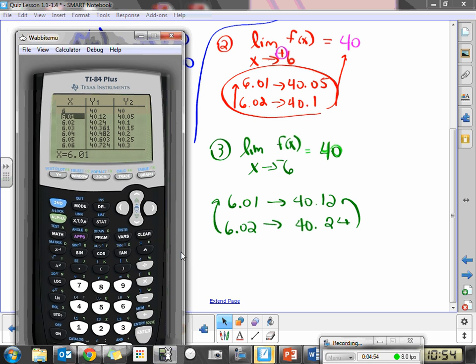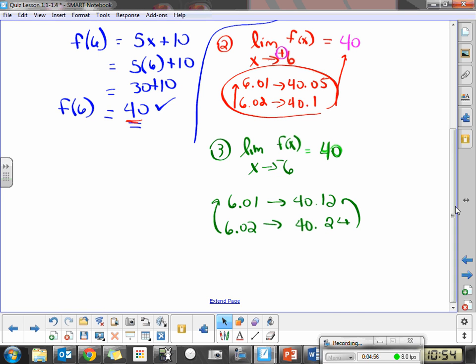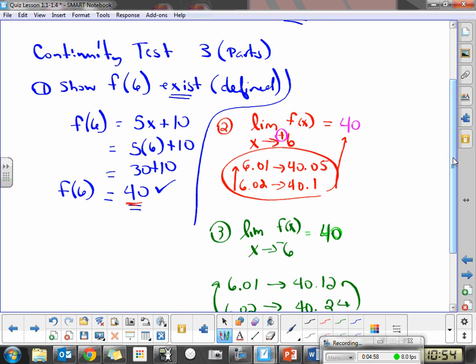So in our continuity test, here's what we have proven. Number 1, we have proven that this function is defined at 6, which means there's not a hole here. It's defined. At 6, there's a 40. And then as we approach it from either side, as I approach it from the positive side or the negative side, it's going to approach 40.